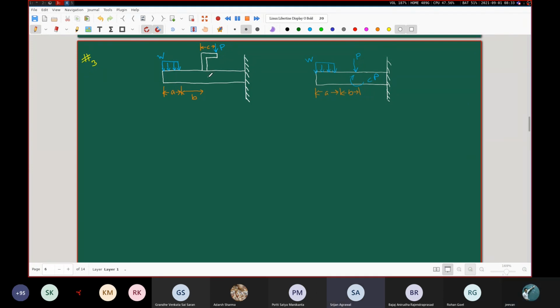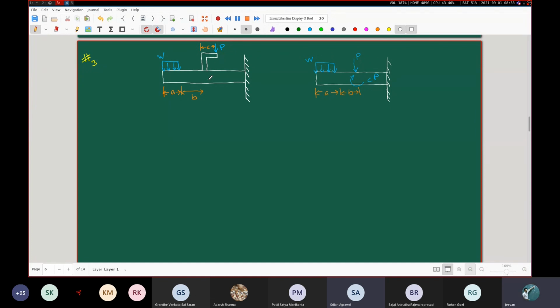Sir, if the L-shaped part is separated, like we are separating the L-shaped part, the moment of P will be PC in the anti-clockwise direction for the L-shaped part. Yes, so it should be clockwise for the bar.